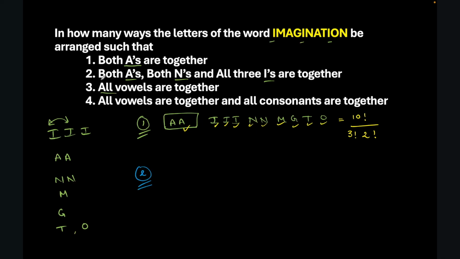Next part, where both A's, N's, and I's are together. Same setup as this one, so I'm not going to write it down. You can just visualize it. This is 1, this is 2, this is 3. So I'm left with 1. So I have 1, 2, 3, 4, 5, 6, 7. I have total 7 groups, so 7 factorial. Is there any sort of division that's needed? No, because M, G, T, and O don't repeat. So this is my final answer, 7 factorial ways.